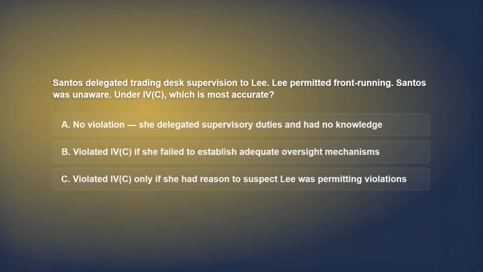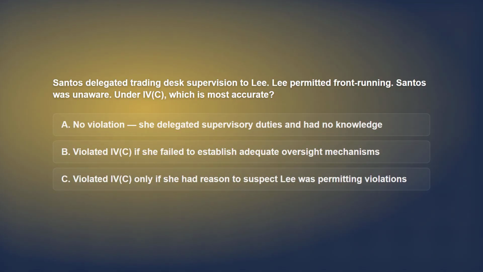The hardest IV-C question type. Maria Santos, CFA, is head of research at Continental Wealth Management. She delegates supervision of the trading desk to David Lee, a senior analyst who is not a CFA charter holder. Lee subsequently permits a trader to front-run client orders. Santos was unaware of Lee's actions. Under Standard IV-C, which statement is most accurate?